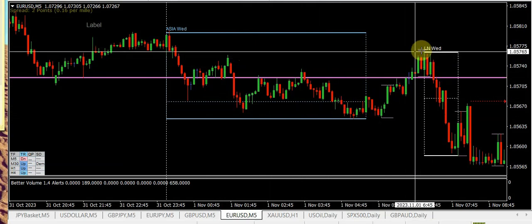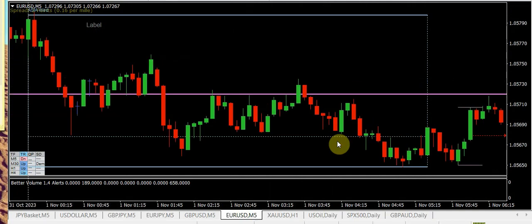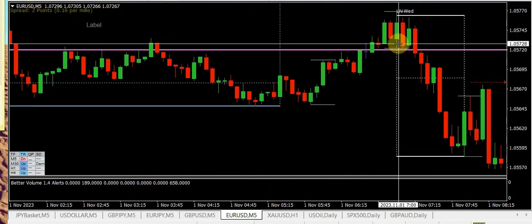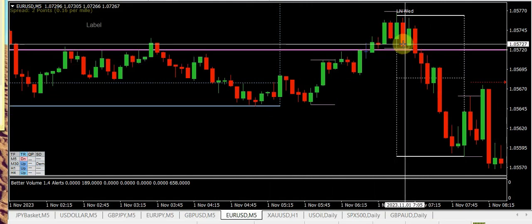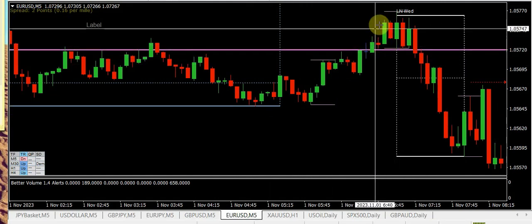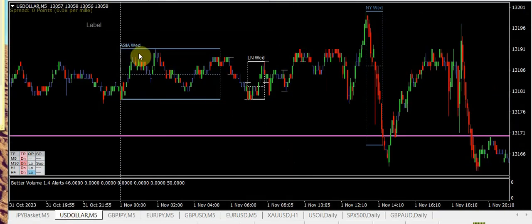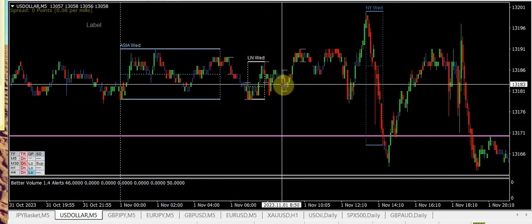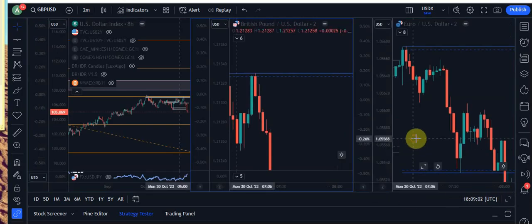Okay, so when we come into this on the EU, you're basically going to need to wait for a break of structure. So again, it's difficult. You don't really get it on a M5. So let's have a look at what's happening on the dollar index. Dollar index is also not helping us because it's kind of still just in the middle. So let's look at the EU on Wednesday.